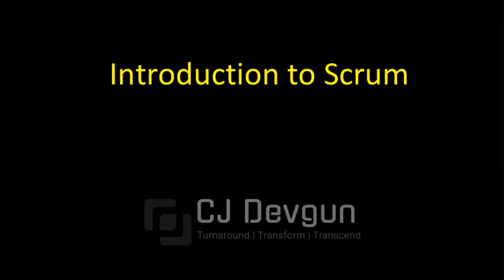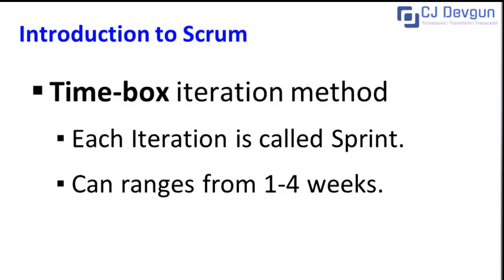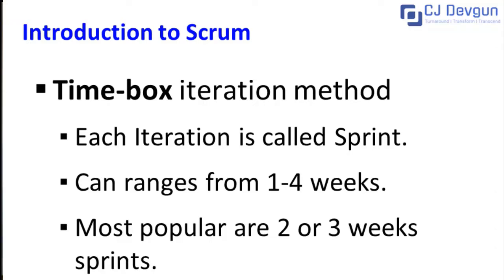So Scrum, as I stated before, is an example of a time-based approach. Each time box iteration in Scrum is called a sprint, which is the heartbeat of Scrum. A sprint can be anywhere from 1 to 4 weeks. Again, in my experience, 2 or 3 week sprints yield the best results.